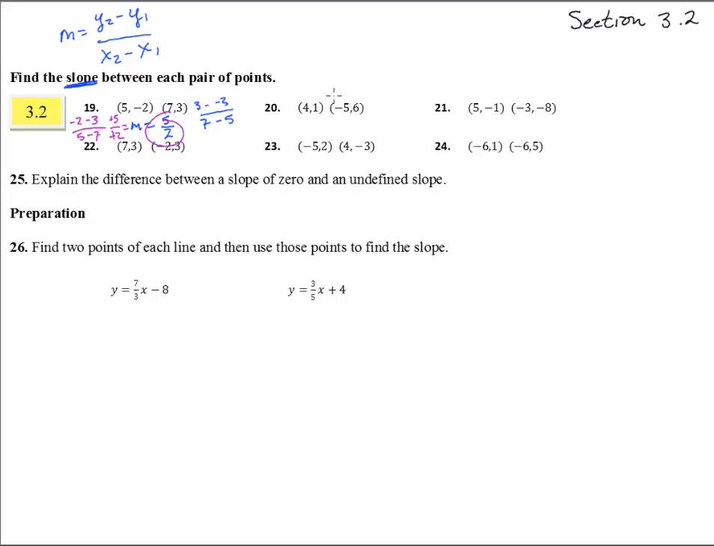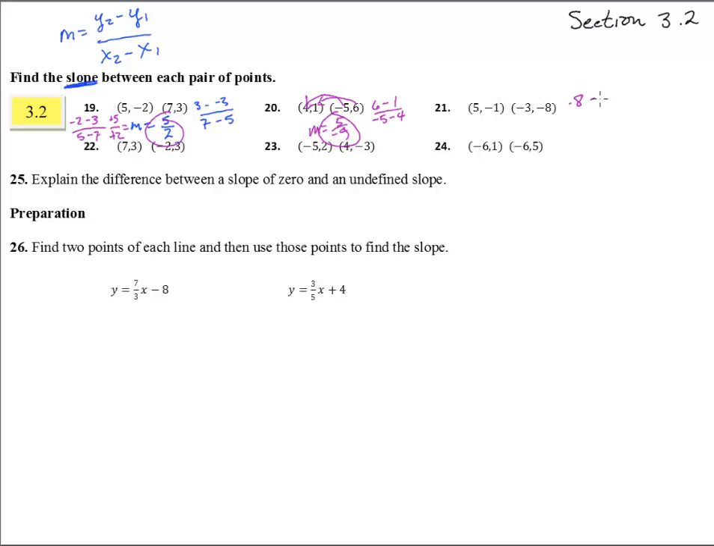All right, from these 2 points, we get 6 minus 1 over negative 5 minus 4. I like going backwards like this and subtracting that guy and then subtracting that guy. We get 5 over a negative 9. So negative 5/9 is the slope on that one. Number 21.